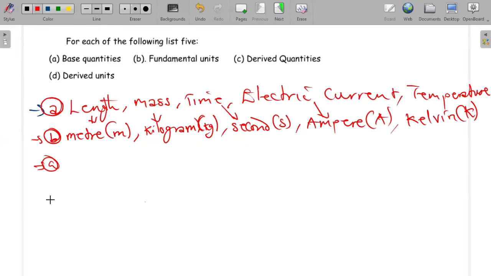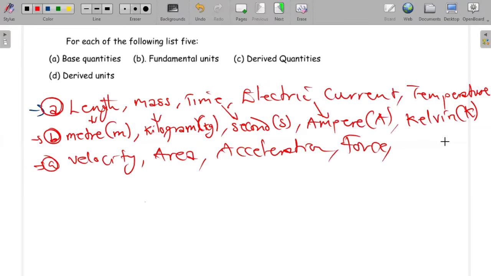We can look at question C, which is saying we should list five derived physical quantities. So this one is also simple. We can talk about velocity. We can talk about acceleration. Area. Okay, someone has already mentioned area. Someone has mentioned force. What else? Density. Okay, density. Weight. Okay, all of those are derived physical quantities. But since they said we should only mention five, I think these are enough for today.